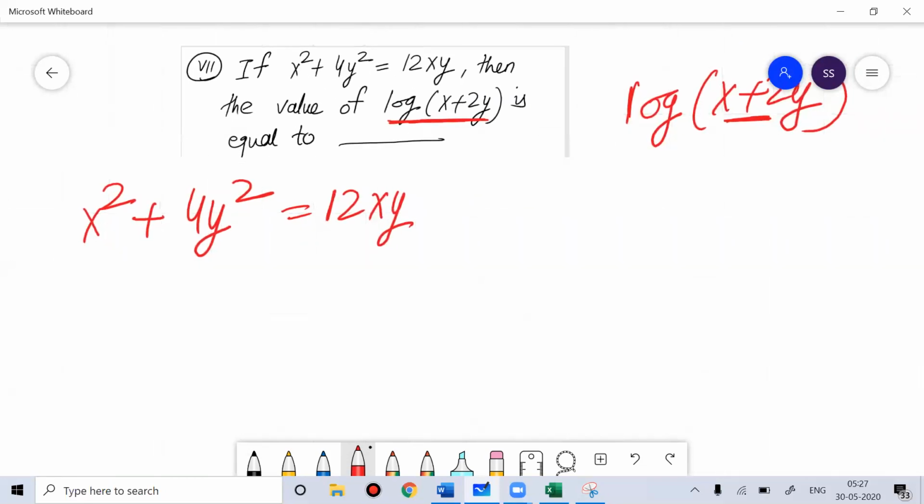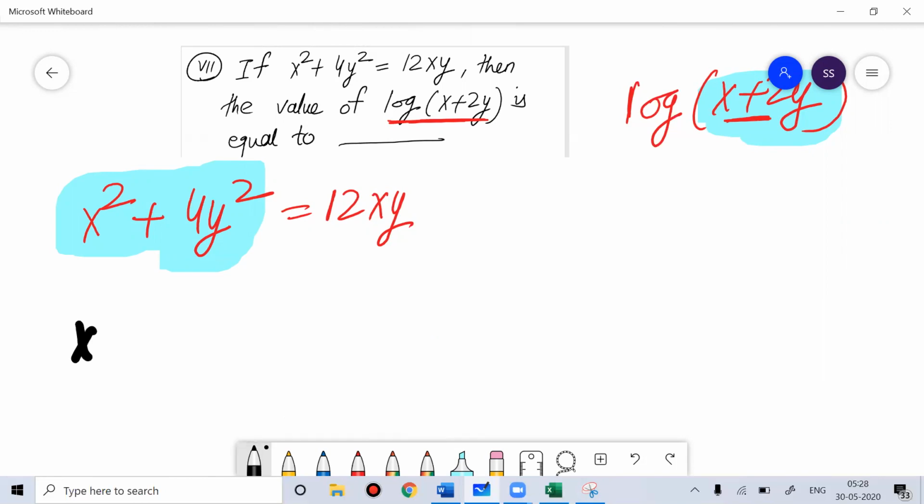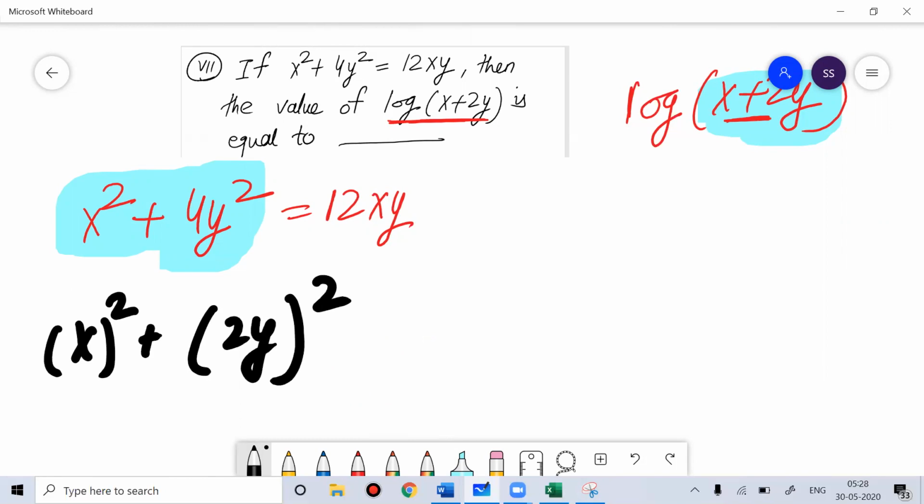If you compare this with x plus 2y, and this is x square plus 4y square, you can understand this is like x square plus 2y whole square. Now the problem is that if you write x square plus 4y square in this form, x plus 2y square is equal to 12xy, it does not satisfy anything.